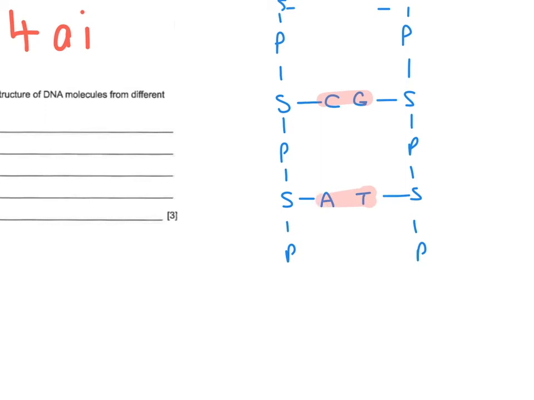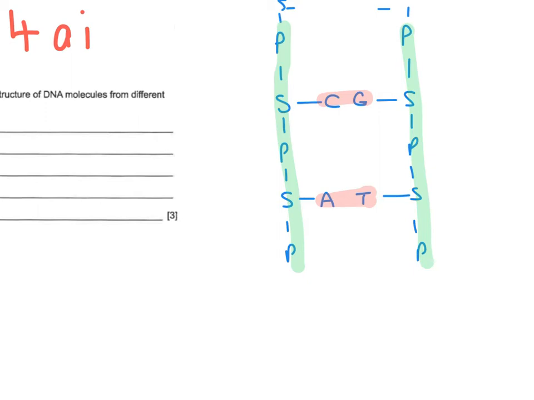So the first question says describe the similarities in the structure of DNA from different people. So what will be the same between your DNA and my DNA? Well, this bit here, the sugar phosphate backbone. This isn't writing, hold on. Sugar phosphate backbone is going to be the same. What also is going to be the same, the adenine always pairs with thymine, or A always pairs with T, and G always pairs with C. The shape of it is a double helix.